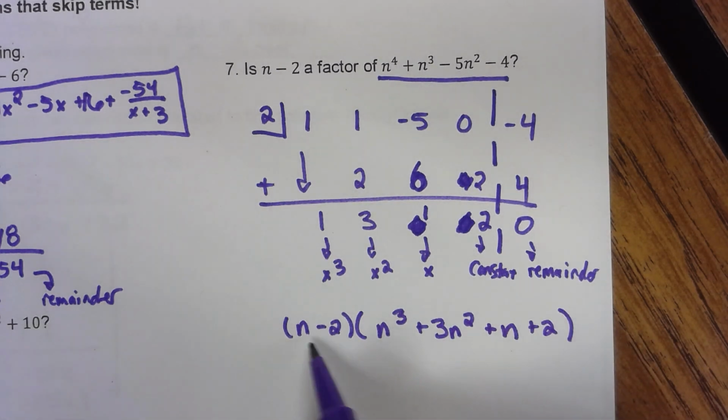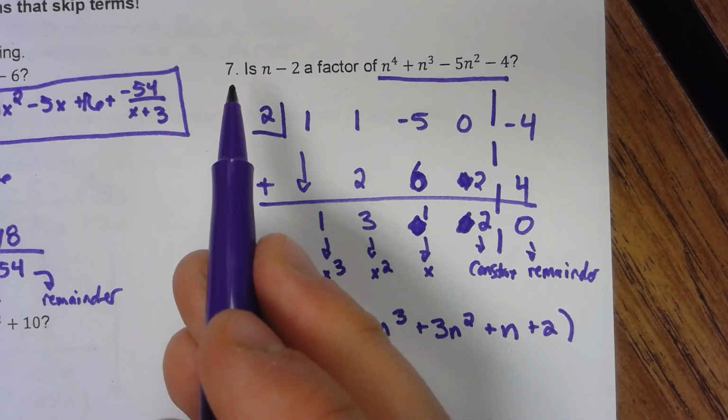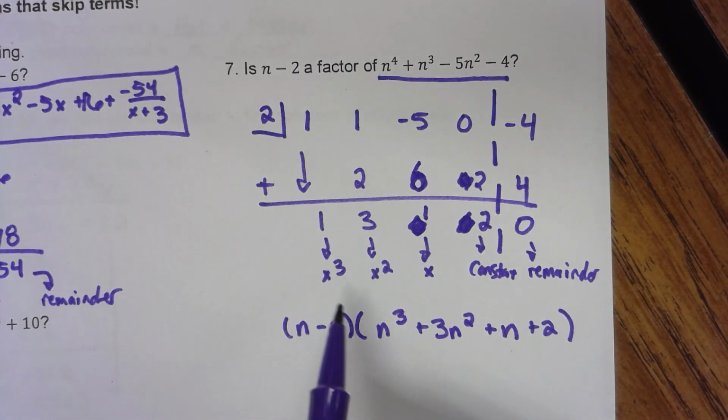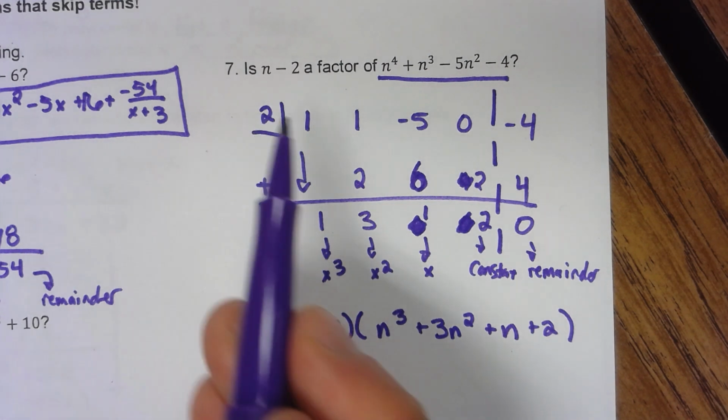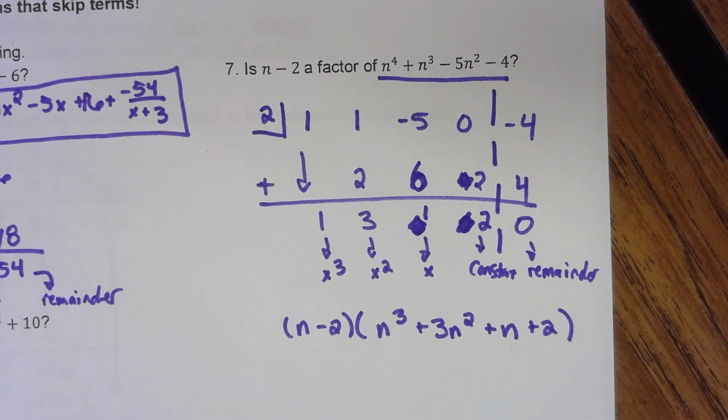And now we can work on finding all our other solutions. So not only did we confirm that n minus 2 is a factor, we also confirmed that 2 is a zero or a solution or an x-intercept. Yeah, all those things that you all had mentioned earlier. And again, this is what we're going to be using all of next week. We're going to do this a lot more.